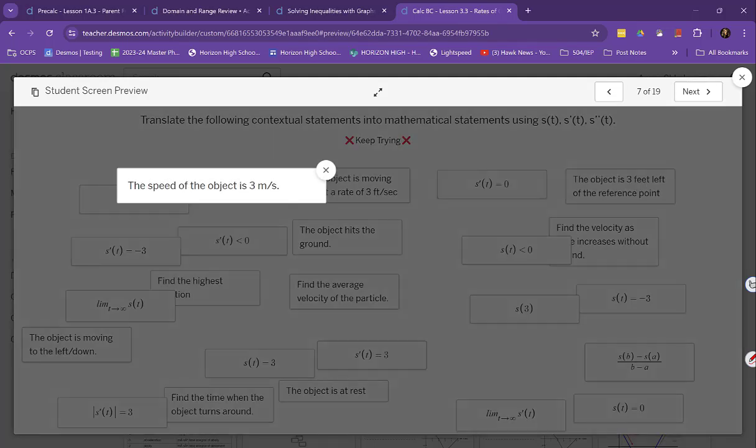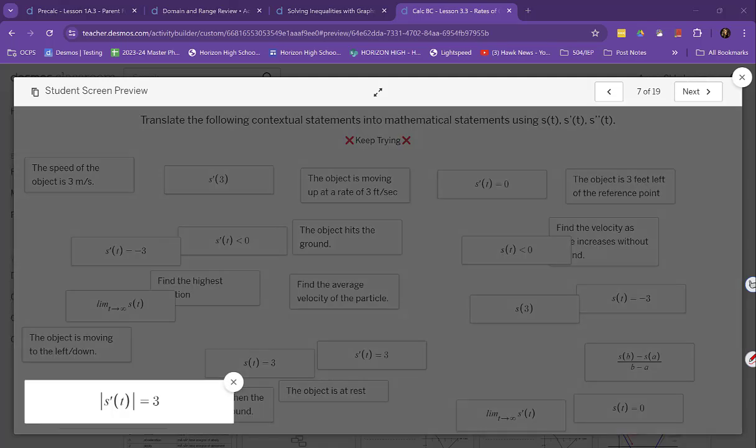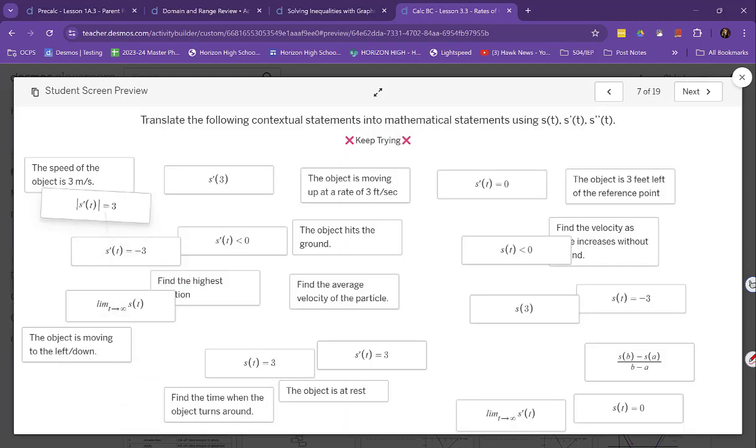So here I have the speed of an object is 3 meters per second. Speed is the absolute value of velocity, so I want s prime, but I want an absolute value around s prime. And the speed is 3 meters per second, so it's not time is 3, it's the output is 3. I'm looking for the absolute value of the derivative is 3, so we can put those together. All right, let me go ahead and close that to save space.